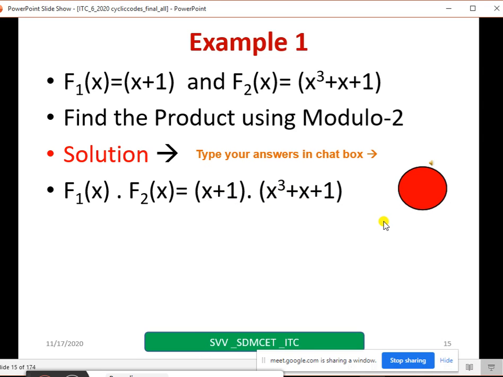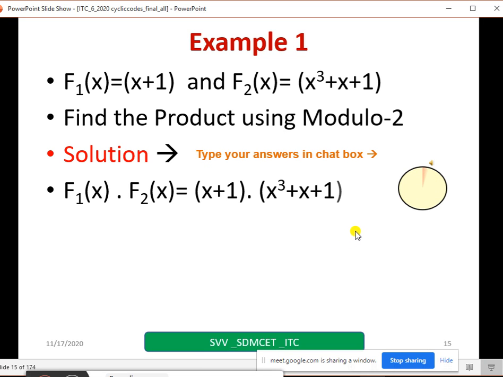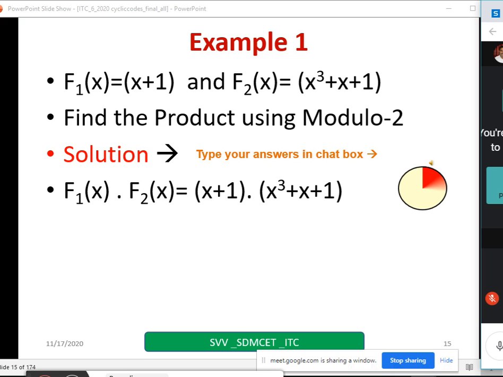Take another 1 minute. Try to multiply. All of you know x cube into x will become how much? A normal multiplication, but ensure that at the end you use mod 2. Okay, thank you Simran.